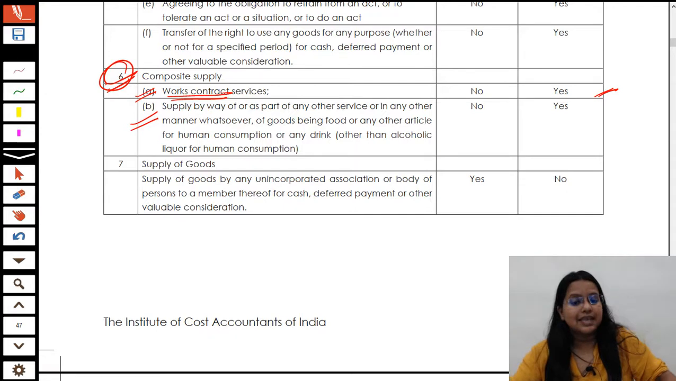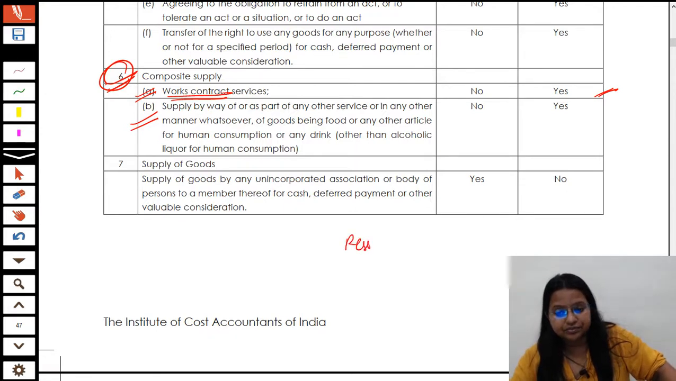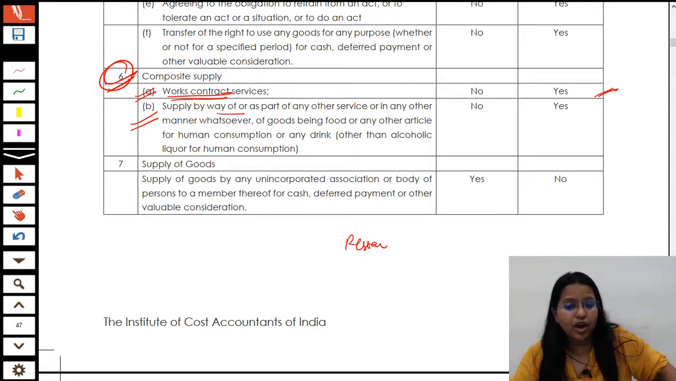Second is the case of restaurant service. Students, that is supply by way of or as part of any other service or in any other manner whatsoever of goods being food or any other article.